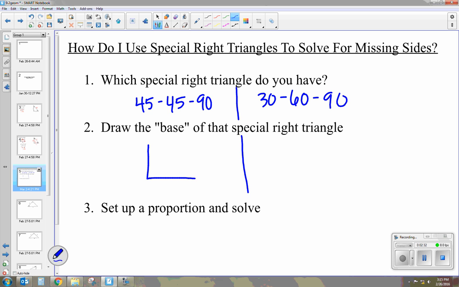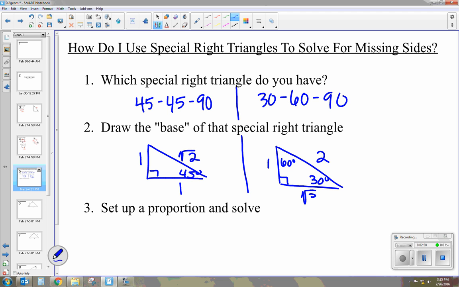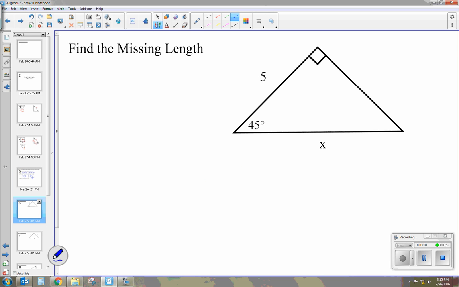45, 45, 90. The hypotenuse is a square root of 2, and the sides are 1. For 30, 60, 90, our hypotenuse is 2, across from the 30 is 1, and across from the 60 is a square root of 3. Once we've written down our base triangle, we're going to set up a proportion and solve. So it's just a 3-step process. Let's try our first example.